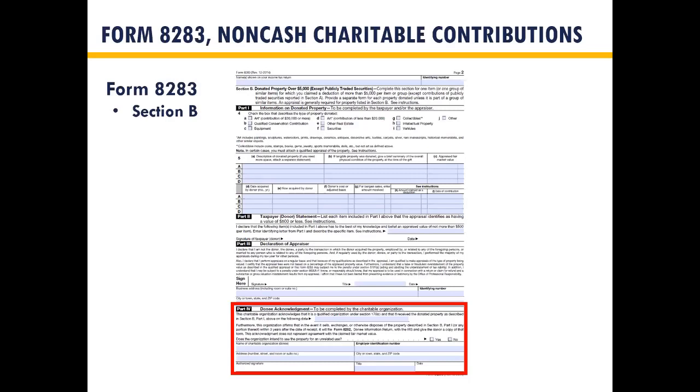So from the charitable organization's perspective, this section here highlighted, in Section B at the very bottom of the form, is the only section that you as a charitable organization should be completing. A couple of words of warning: don't complete a blank 8283.